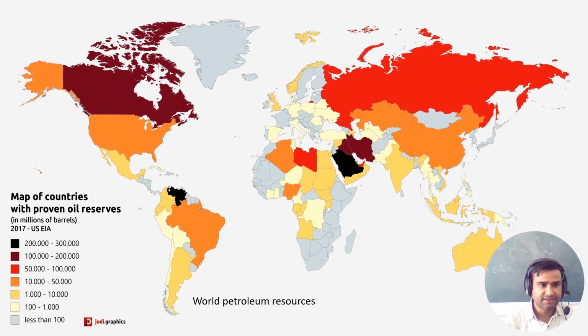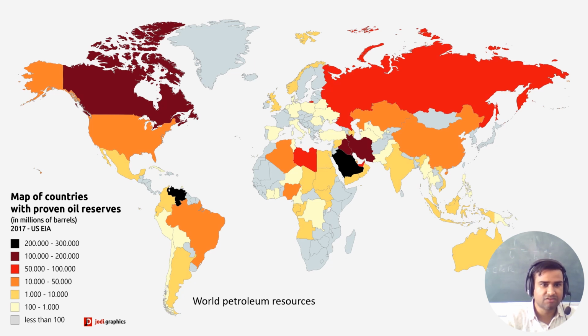On this slide you can see the world petroleum resources, that is, how much crude oil is available all over the world in different countries. This is the map of countries with proven oil reserves in millions of barrels. This data refers to 2017, United States EIA. The black color contains 200,000 to 300,000 millions of barrels.